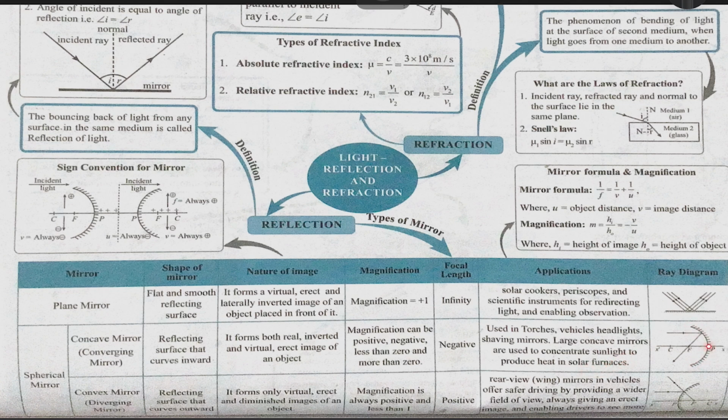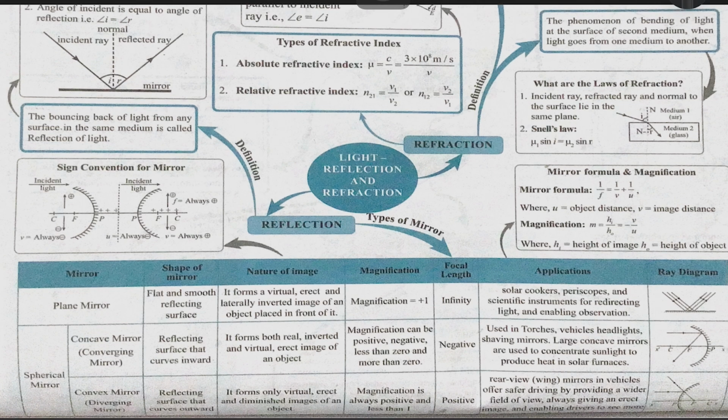We have considered a concave mirror whose center of the reflecting surface we can consider as the pole. Considering only one incident ray, we observe that when the incident ray is parallel to the principal axis, the reflected ray passes through the focus. So this is how the reflected ray pattern comes in a concave mirror.